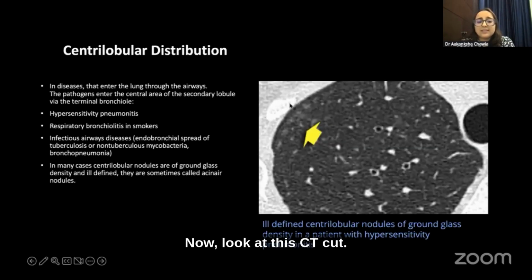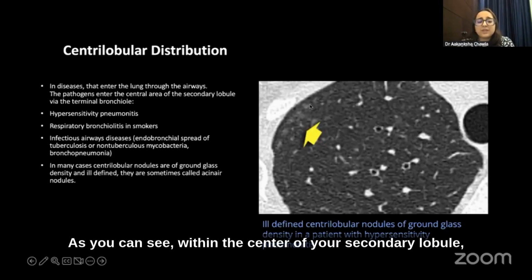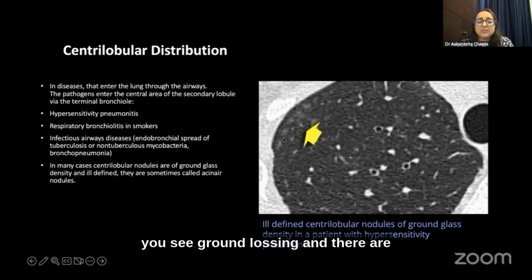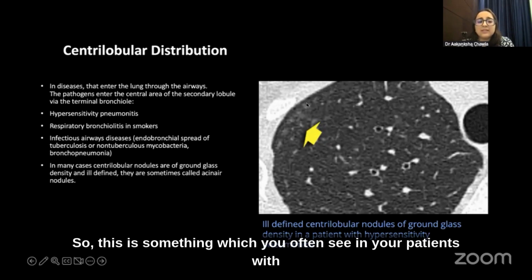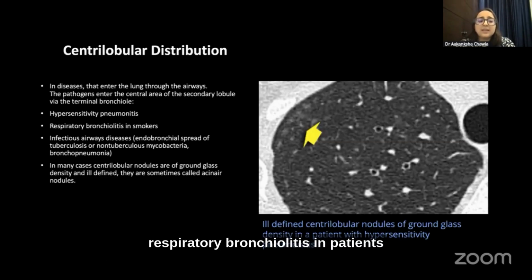Now look at this CT cut. As you can see, within the center of your secondary lobule, you see ground glassing, and there is a centrilobular distribution of nodules. This is something which you often see in patients with hypersensitivity pneumonitis, respiratory bronchiolitis, and in people who have been smokers.